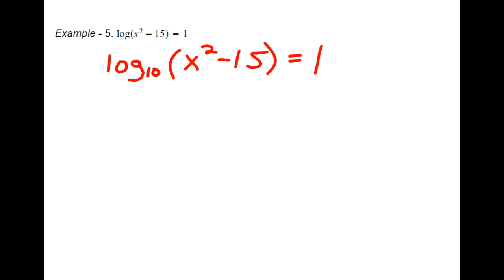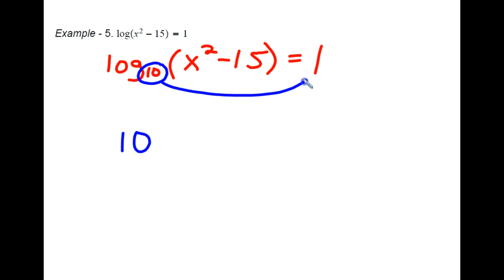Keep in mind on the test, a common mistake that I see is that students do not do the loop. Somehow they just get x squared minus 15 equals 1. So be careful not to leave that power of 10 out, or sometimes they'll get it backwards. They'll do 1 to the 10th power instead of 10 to the first power, which is what we should do here. You start with the base of your log.